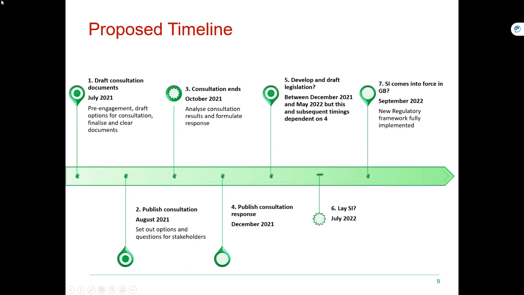We'll then use the time between December and May to develop and draft the secondary legislation that will bring those powers into being. And we're hoping to lay an SI in July next year, so that this is fairly well sequenced with what's going on in Europe, and that SI should come into force in about September.